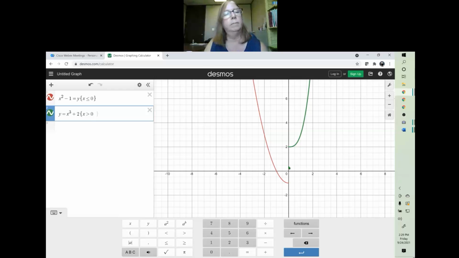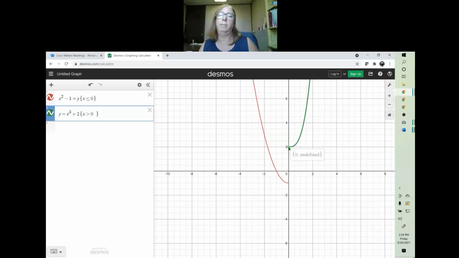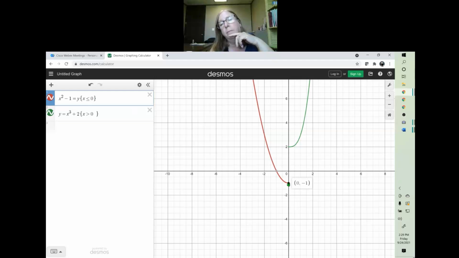Another thing, this one doesn't have the equal to with it, this one does. So if you go over to the point, whoops, I have to hold it down for it to stay, but it's undefined. That's because it can't equal 0. We have just greater than 0, where this one would be okay. It has it because it has the equal to. This one does not.